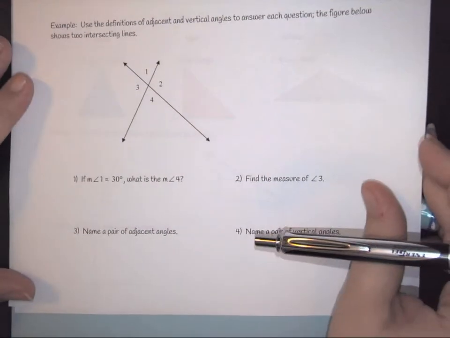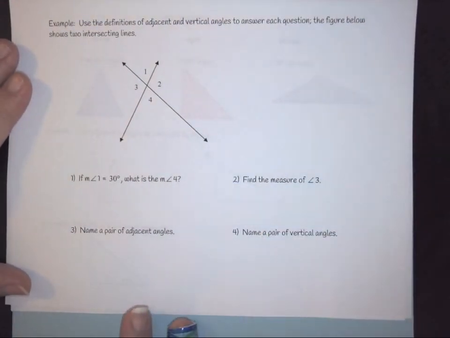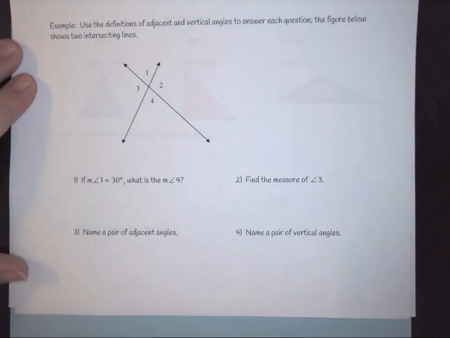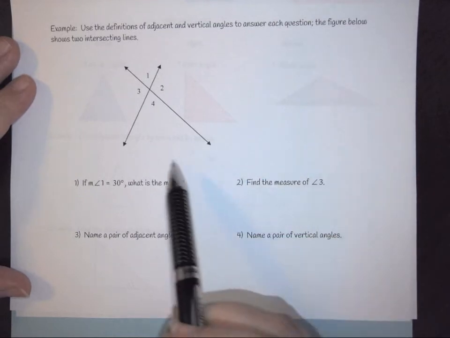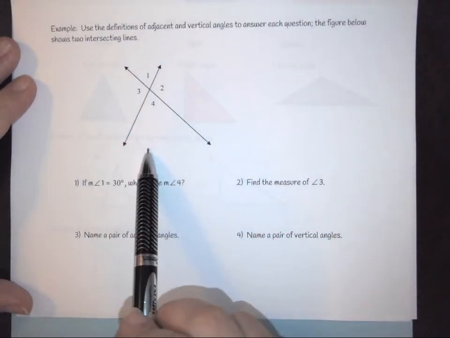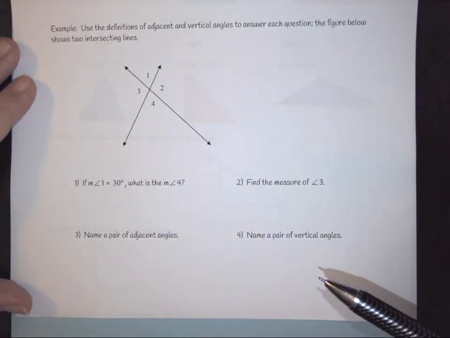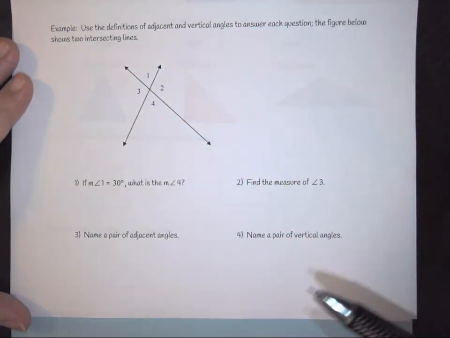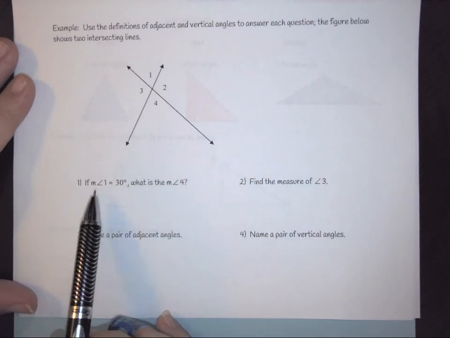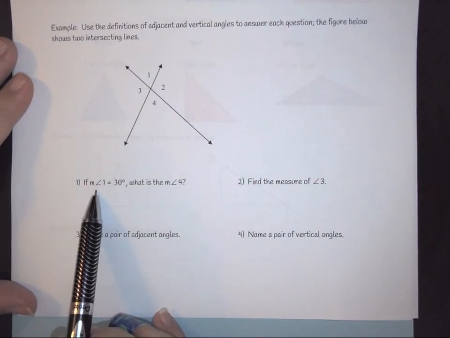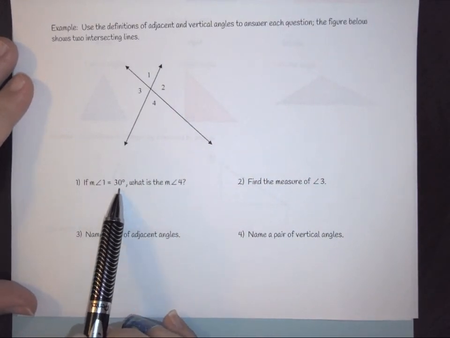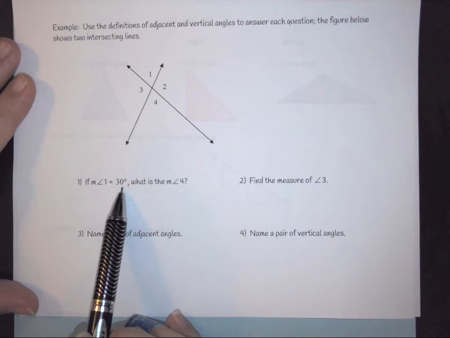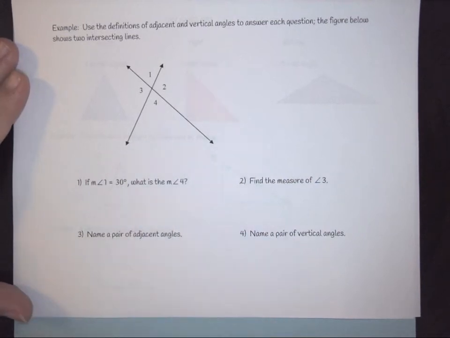So how does all of this come into play? Well, in an example like this one. Here we want to use the definitions of your adjacent and vertical angles and using the figure below to answer your questions. So first and foremost, we have angles 1, 2, 3, and 4. So question 1 says, if the measure of angle 1 is 30 degrees, then what is the measure of angle 4?